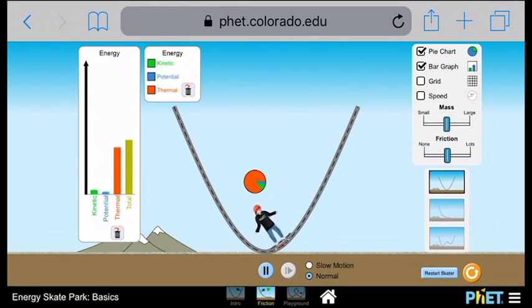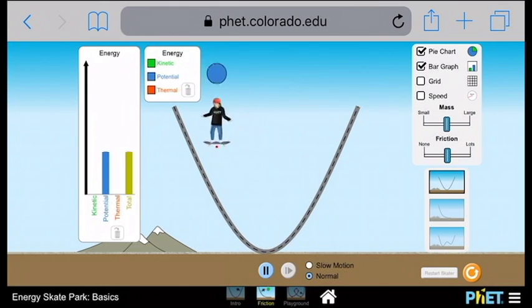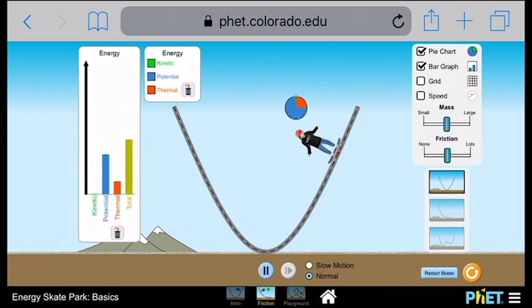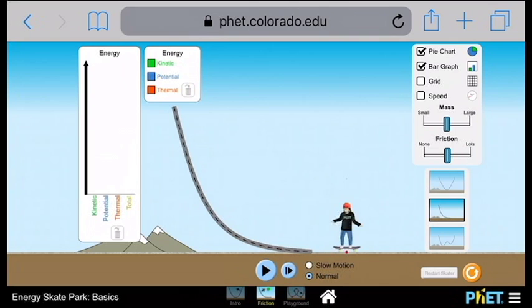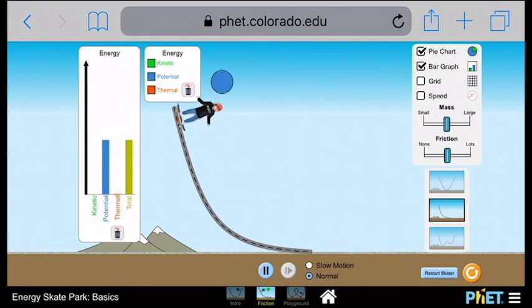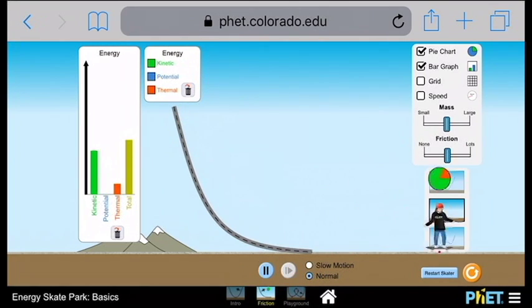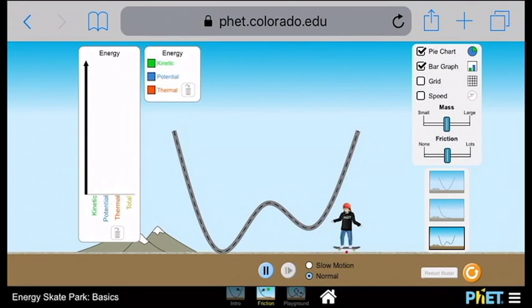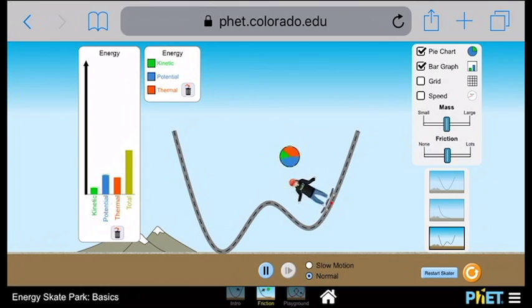Let's take a look at this hyper-realistic skateboarding simulation. As you can see, as the skateboarder goes across more of the surface, thermal energy accumulates. Unlike kinetic and potential energy, it doesn't depend on the position above the ground, and it doesn't increase and decrease. It just increases over time. Thermal energy takes up a larger and larger portion of the total energy as the skateboarder continues to rip it up on the track.